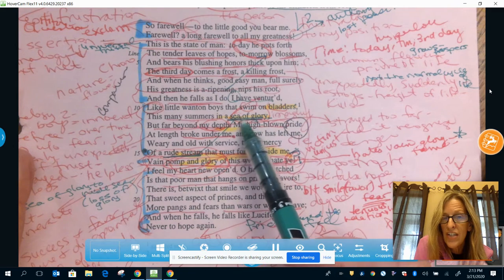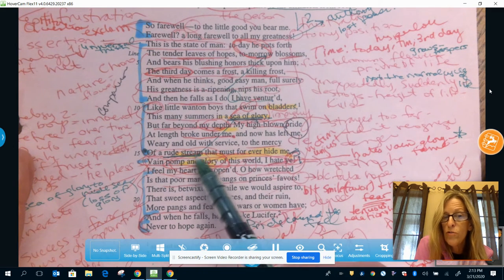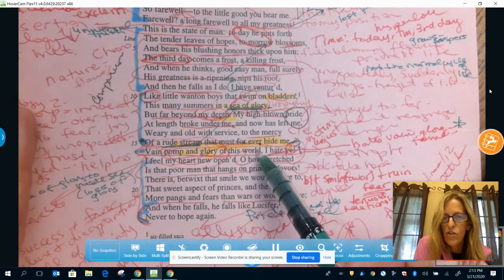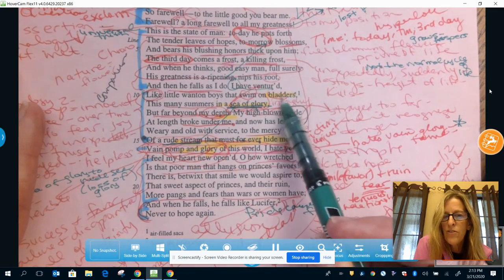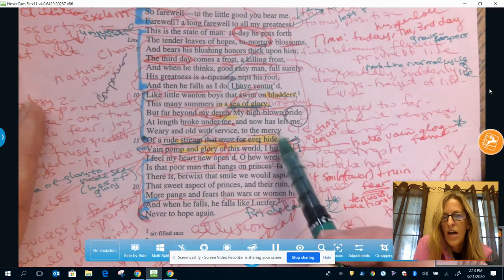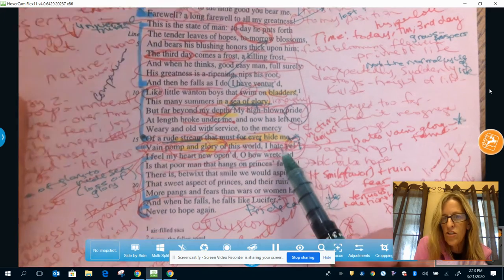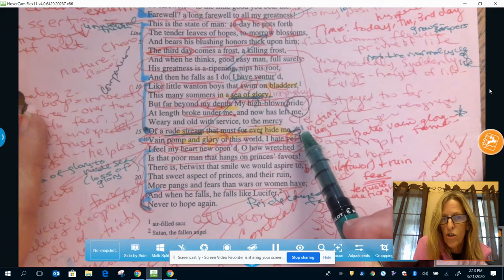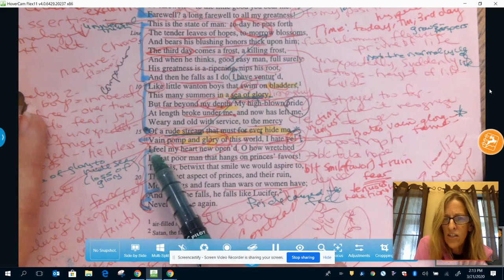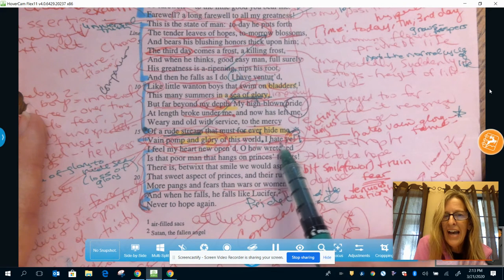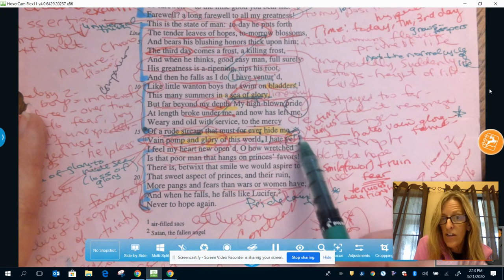See here, the sea of glory contrasts with the rude stream now that he is on. So we see some of those details we could pull into an analysis as well. And rather than being in a prominent position, in a position of authority, he is being hidden basically, as he is just going to move into a life of obscurity. Then we get the next line, "Vain pomp and glory of this world, I hate ye," with an exclamation point.